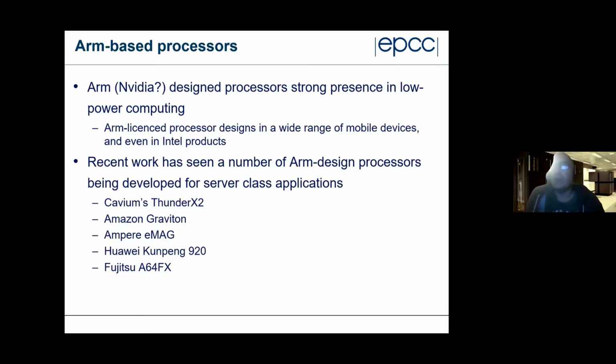And so there's a growing range of production ARM-based server processors out there. It kicked off actually a couple of years ago with the ThunderX2 ones, which have been used now for a couple of years in large-scale systems, but also a real range of interest in other processors like the Amazon Graviton processor and of course the A64FX processor.